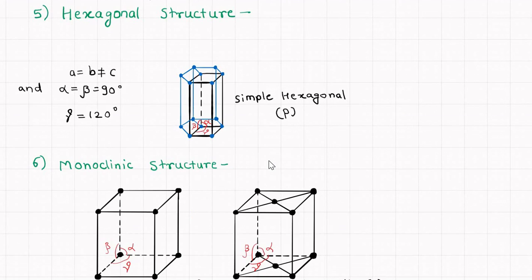Fifth one is hexagonal crystal structure. In this crystal arrangement, three axes of the unit cell are equal in one plane at 120 degree from each other and a fourth axis normal to this plane. The interval along the fourth axis is unique. Therefore, here A is equal to B is not equal to C and alpha is equal to beta is equal to 90 degree while gamma is 120 degree. Figure shows the simple hexagonal crystal structure.